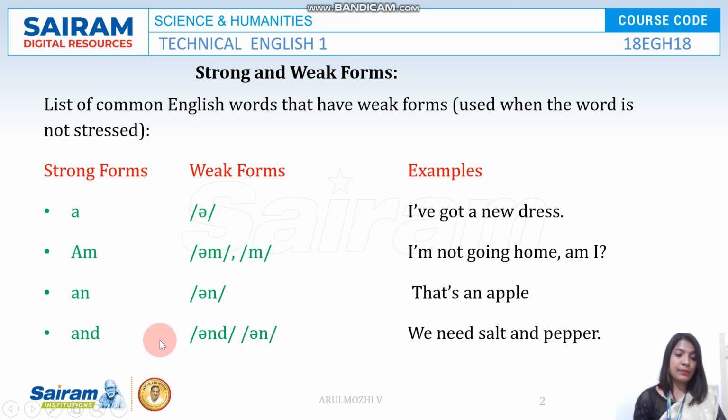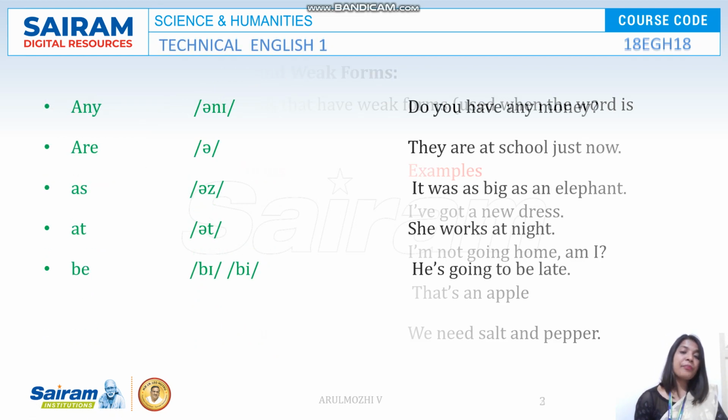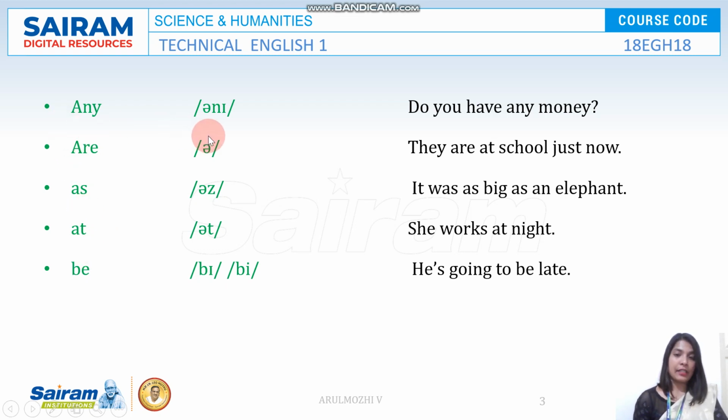Next one, and becomes 'nd or 'n or sometimes n. Take for example, I want salt and butter. Salt and butter. Next one, any becomes any. Do you have any money? Any money. And are becomes 'r. They are at school. Are is the full form, but they're at school. It must be abbreviated when we use it in the weak form version.